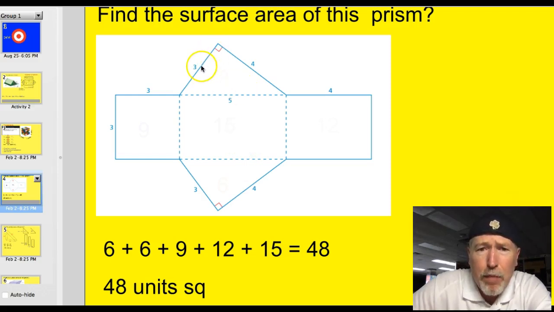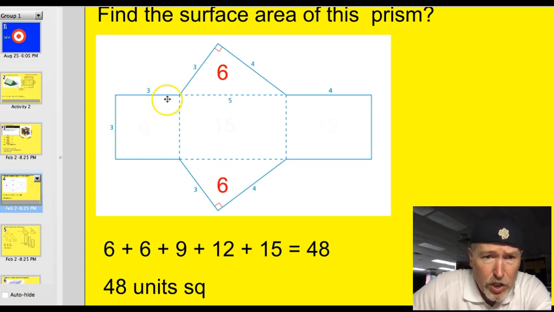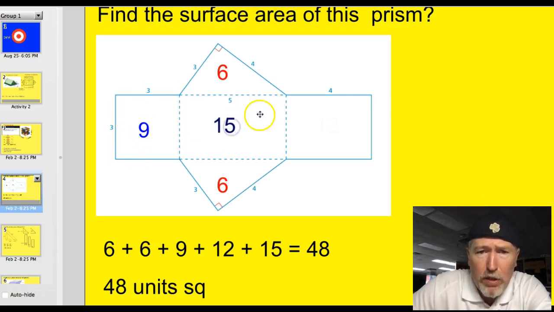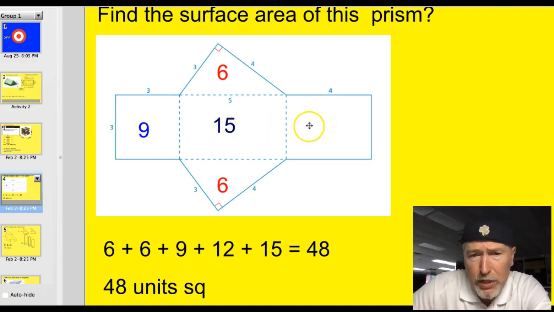We can see that the base and the height of this triangle are 3 and 4. So 3 times 4 is 12. Half of that would be 6 units for this triangle, and of course 6 units for this one down here. This is the easiest one here. We got to find this square here, which is 3 times 3. That's a total of 9 units. This one over here, it's 5 by 3. So we multiply those together, we have 15 units squared for the bottom of this prism.